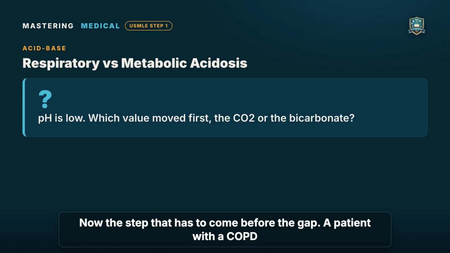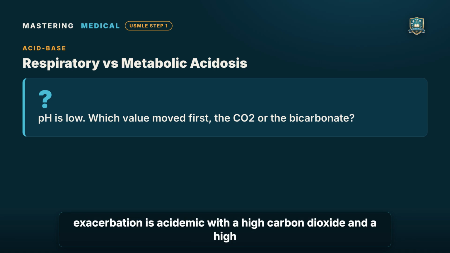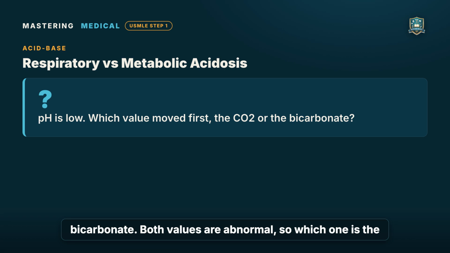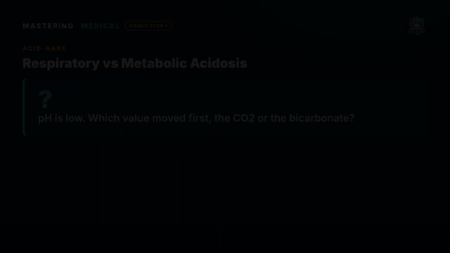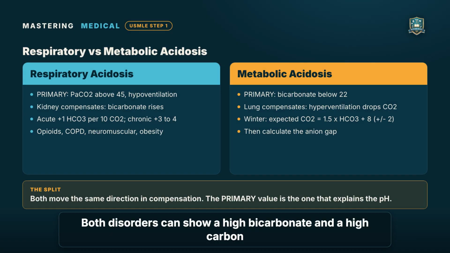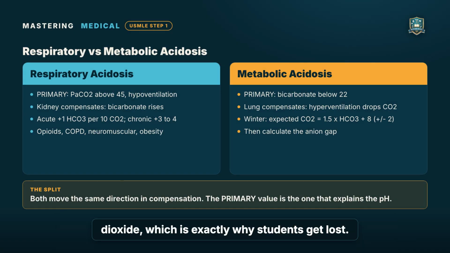Now the step that has to come before the gap. A patient with a COPD exacerbation is acidemic with a high carbon dioxide and a high bicarbonate. Both values are abnormal, so which one is the disease and which one is the response? The pH is low. Which value moved first? Both disorders can show a high bicarbonate and a high carbon dioxide, which is exactly why students get lost.